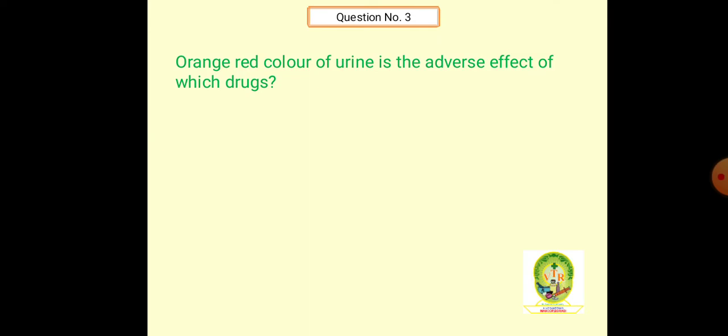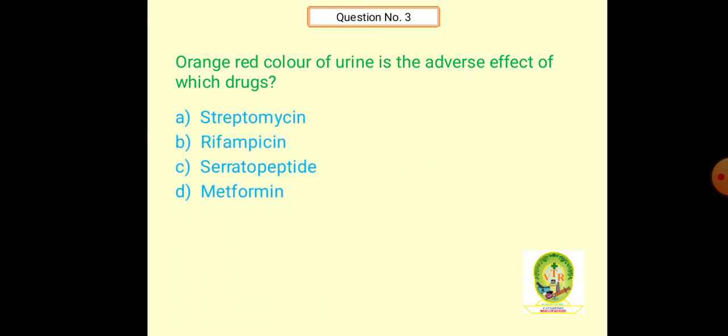Next question. Orange red color of urine is the adverse effect of which drug? Options are A. Streptomycin, B. Rifampicin, C. Ceratopeptide, D. Metformin. Right answer is B.